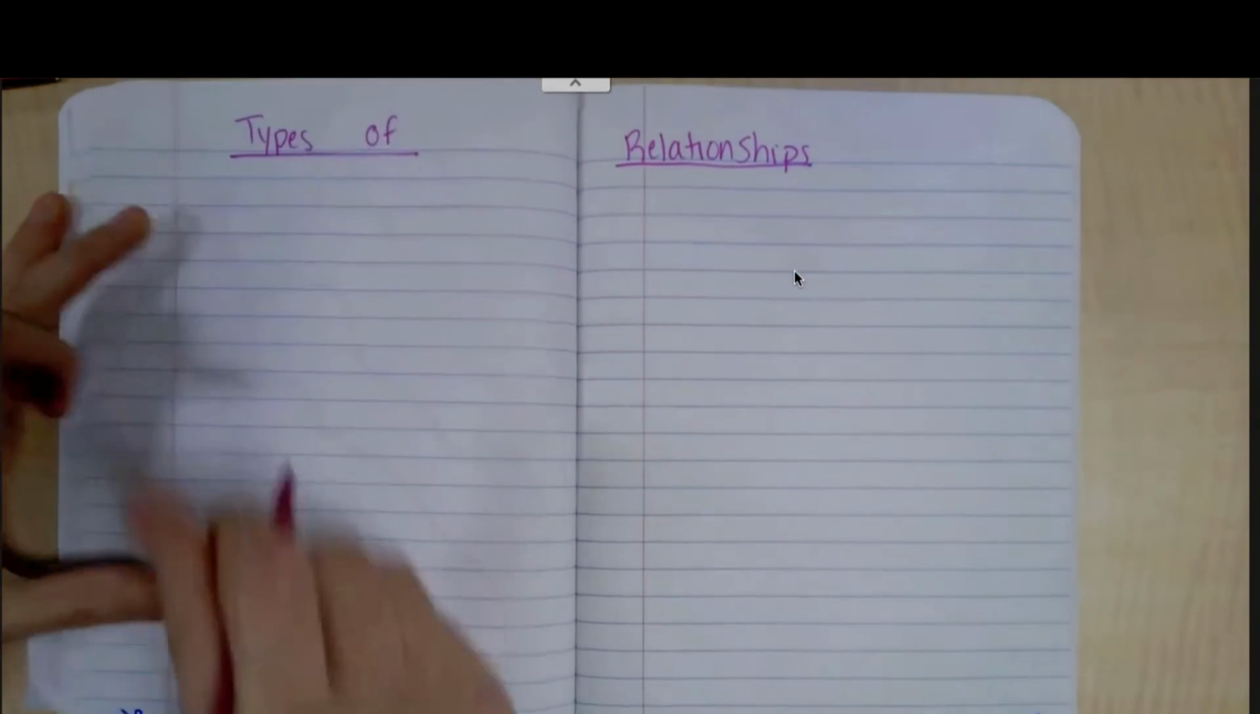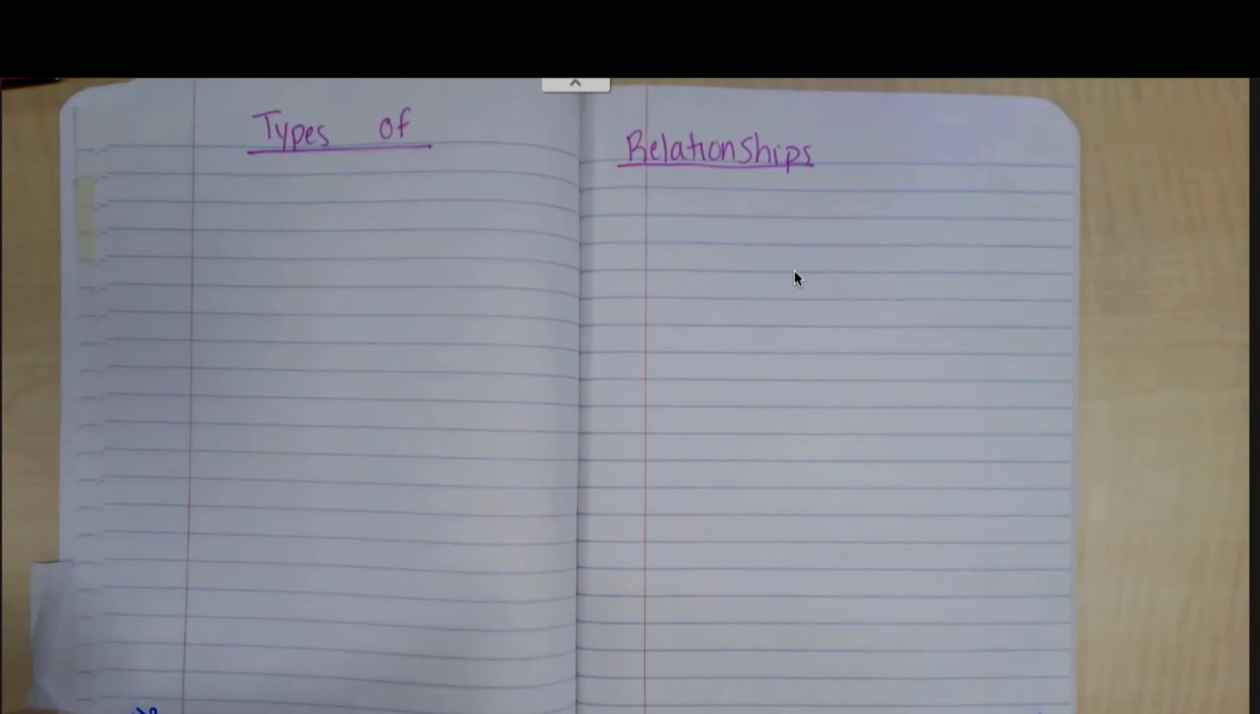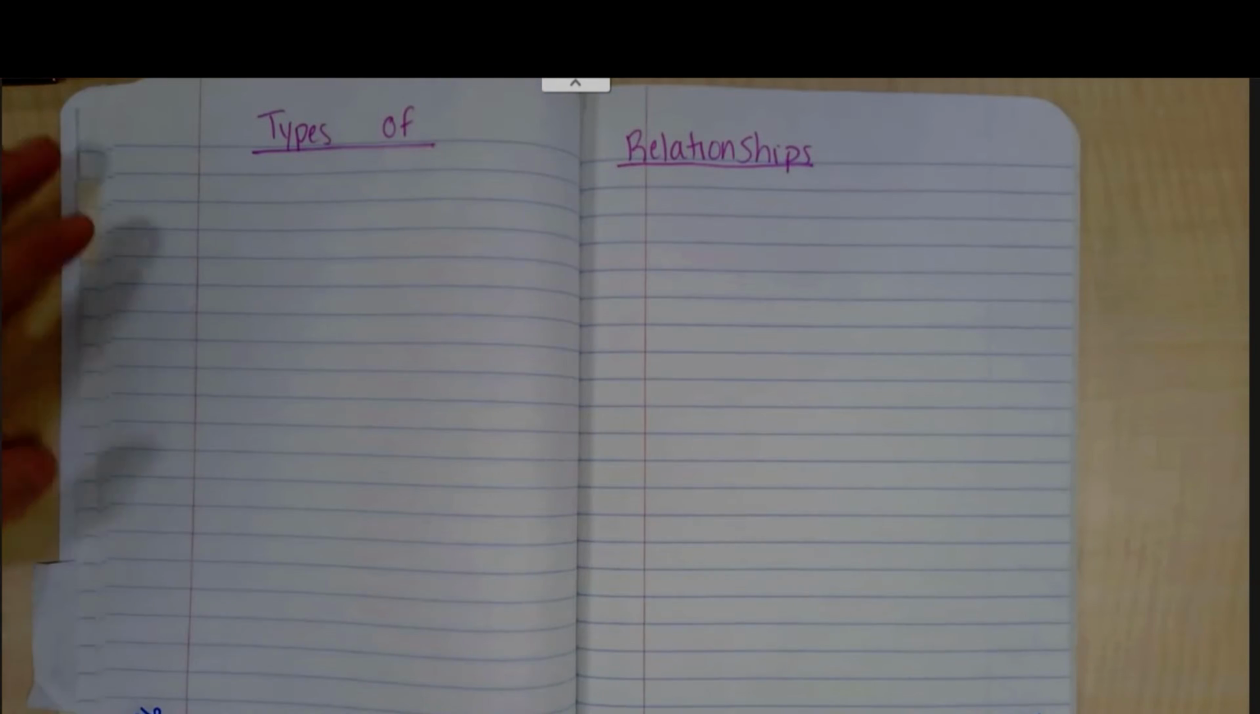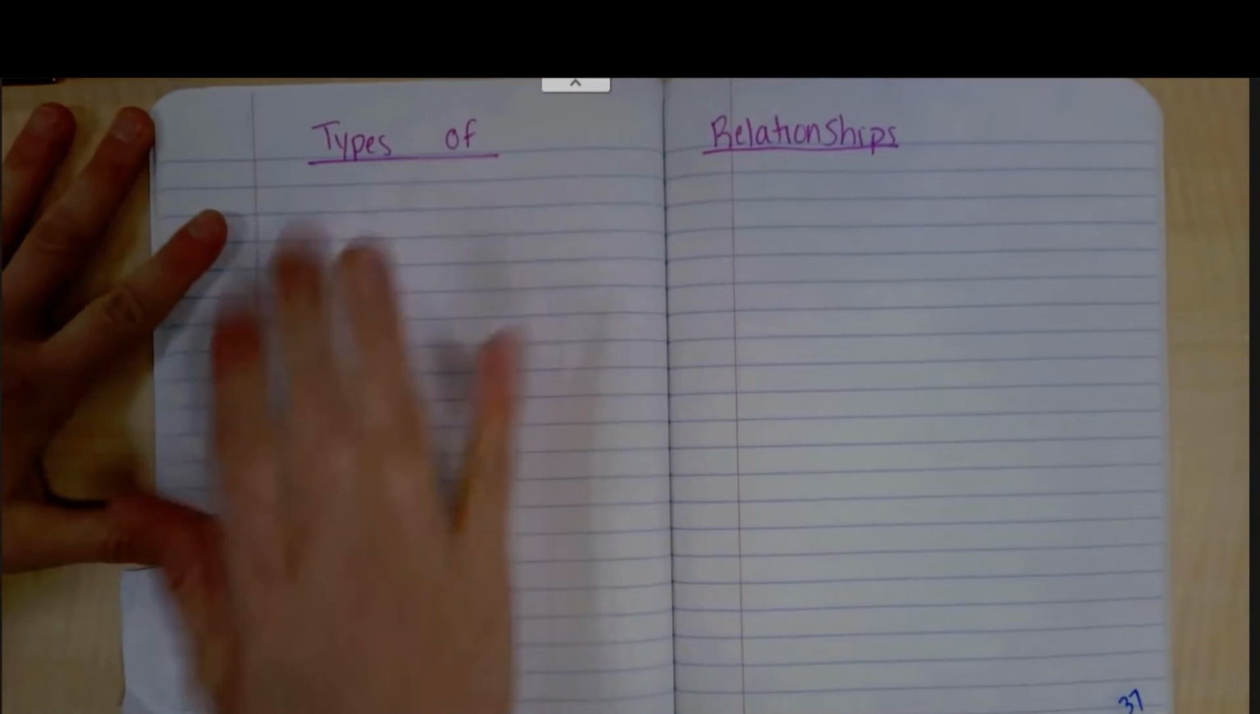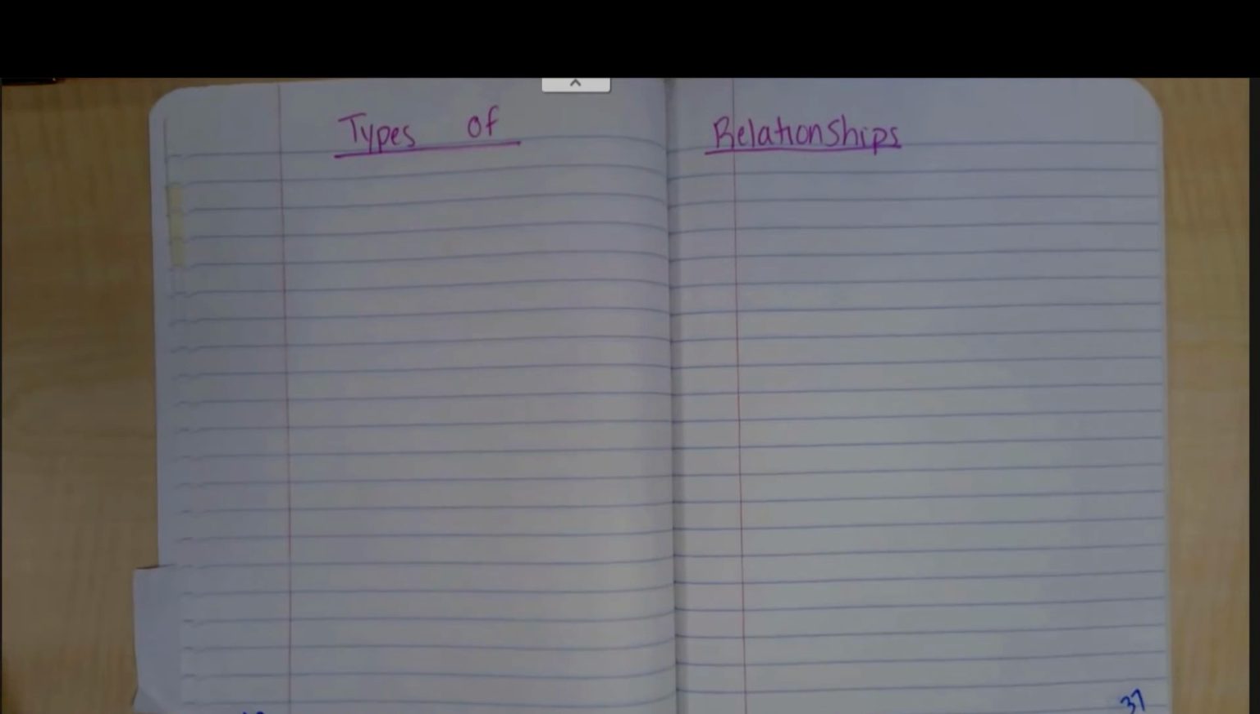So types of relationships across page 36 and 37. And we're just going to start on the left-hand side now that you've read that part. In one type of relationship, there's actually 3 of these specific types of relationship, is called symbiosis.